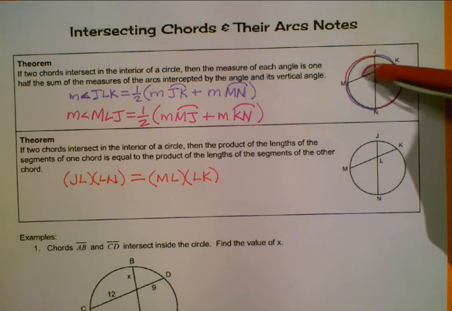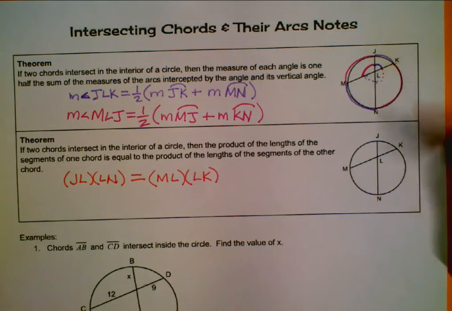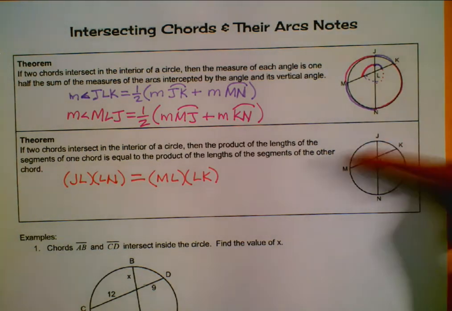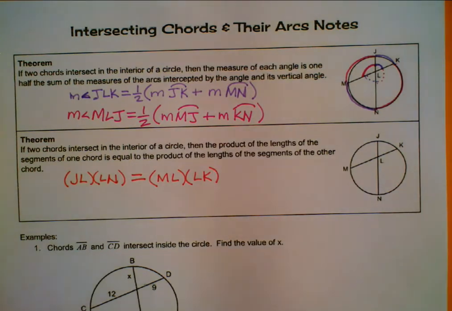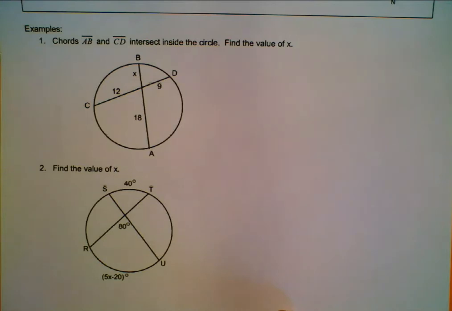So with that in mind, with these two intersecting chords, we have a way to work with either the angle measures or the arc measures. And we also have a way to work with the segment lengths. Let's look at a couple of examples as to how those are going to work. Number one, we have two chords, AB and CD, that intersect inside a circle, and we're asked to find the value of x.